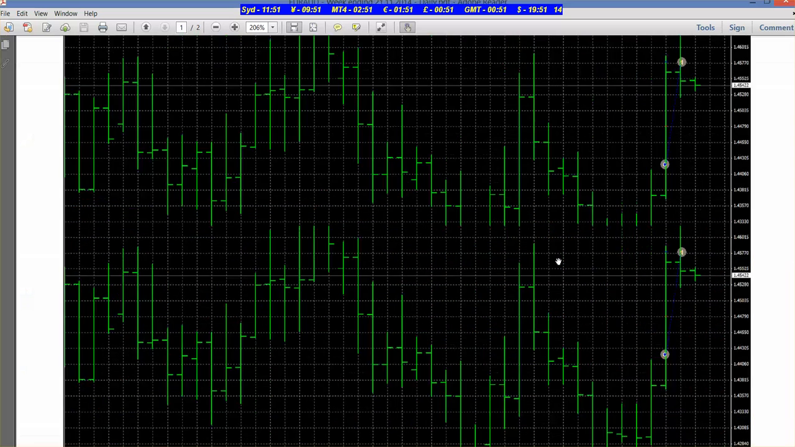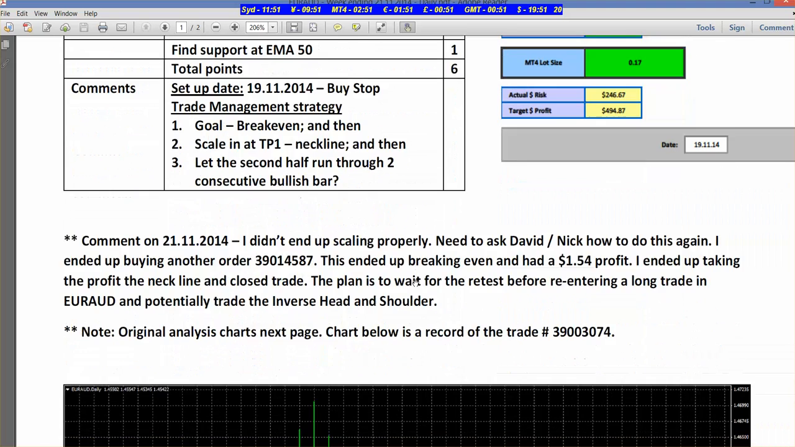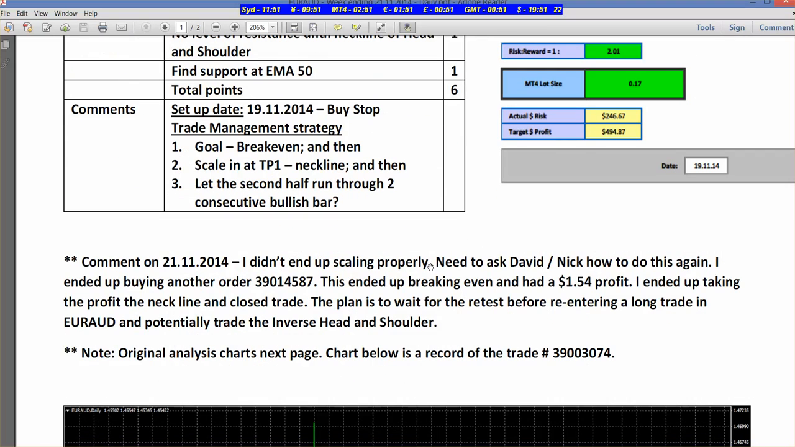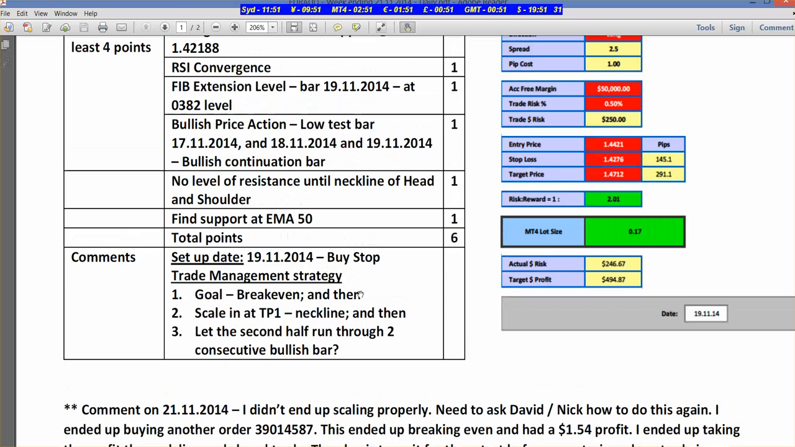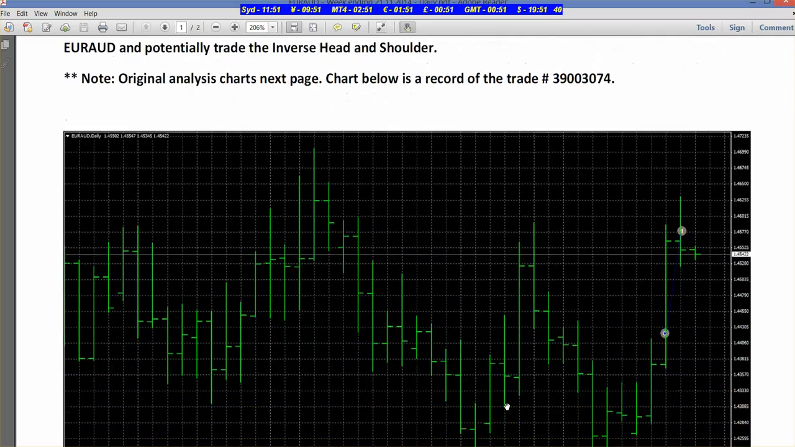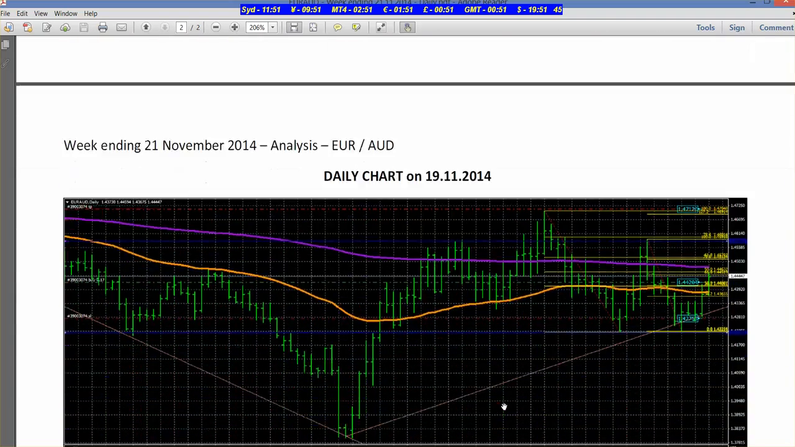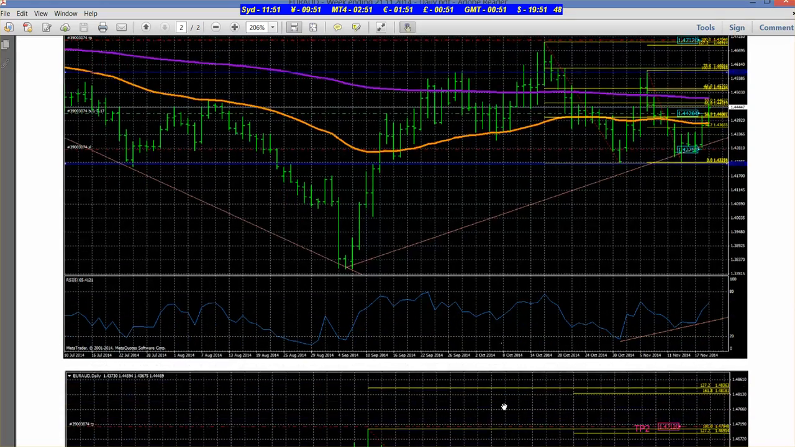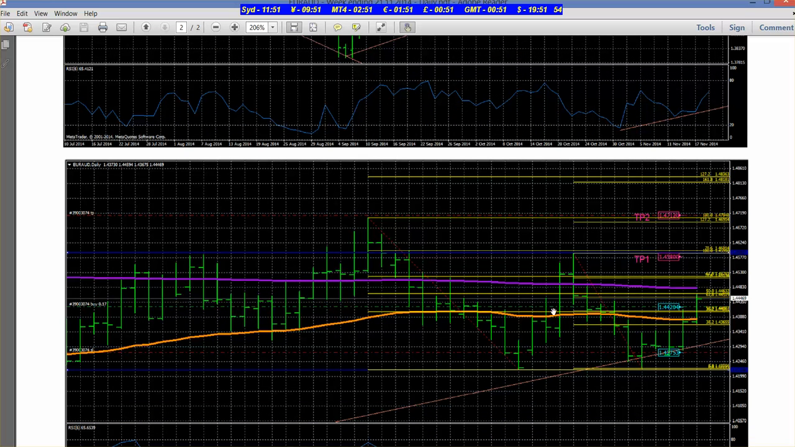Okay, scaling in. The question here was about scaling in. I didn't end up scaling properly. Scaling in or scaling out? Well, scaling in is when, once your trade is in the money, you can add to it on the shorter time frames. But we can discuss that in boot camp in a couple of weeks' time. But yeah, I don't see this as lower highs, lower lows.